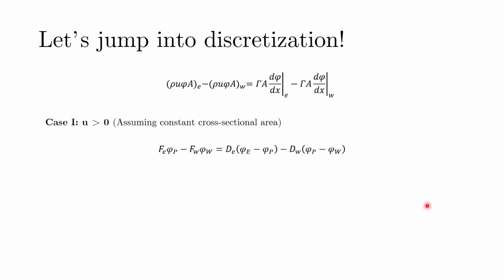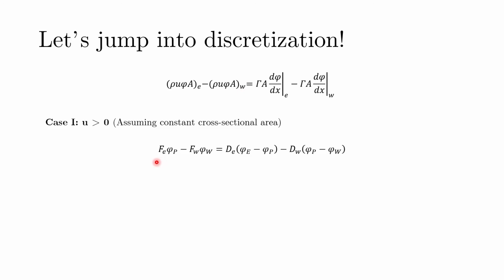So when we plug those in, from phi e we get phi capital P, and similarly for phi at small w, we get phi capital W. And here I write f of small e, which basically just takes care of rho into u at small e, and similarly f of w implies rho into u at w. So remember, f is the strength of convection just like before, but to give you a more general expression, I'm including these subscripts both in the f and in the d. And you would see that in the case of a uniform grid, they would all be the same.